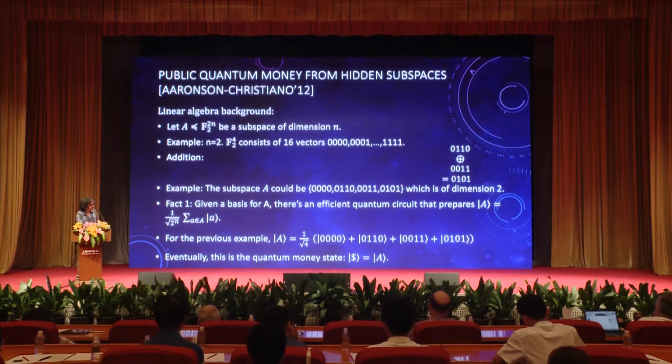For this previous example, this is just the uniform superposition over these four elements that we had before. And eventually, this is going to be the quantum money state, right? This uniform superposition over some subspace.